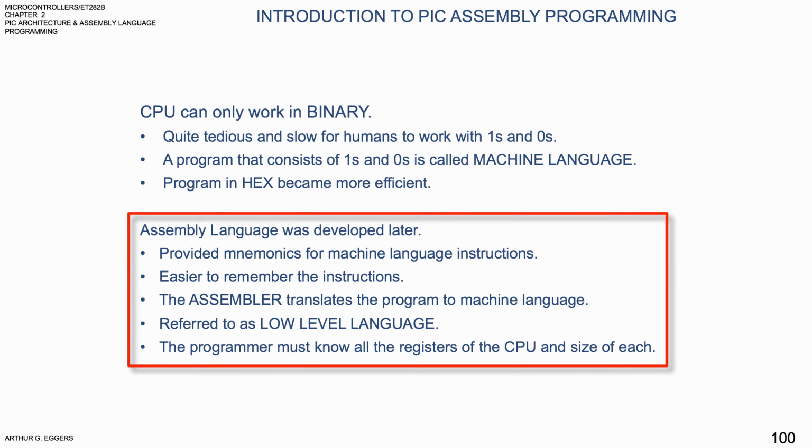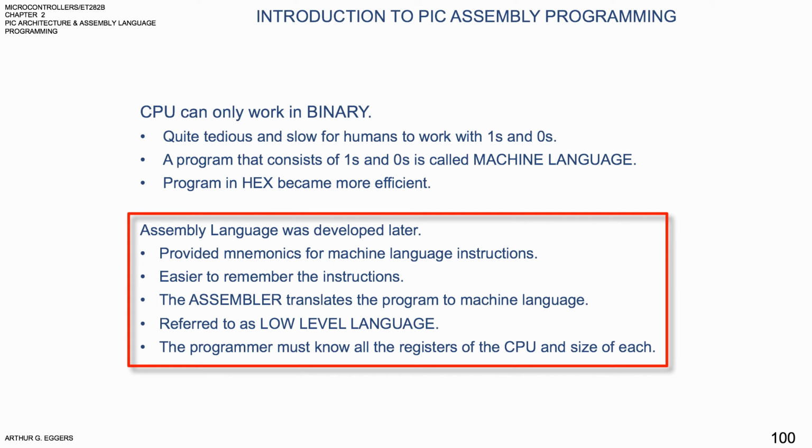Eventually, assembly languages were developed, which provided mnemonics for the machine code instructions, plus other features that made programming faster and less prone to error. The term mnemonic is frequently used in computer science and engineering literature to refer to codes and abbreviations that are relatively easy to remember. Assembly language programs must be translated into machine code by a program called an assembler.